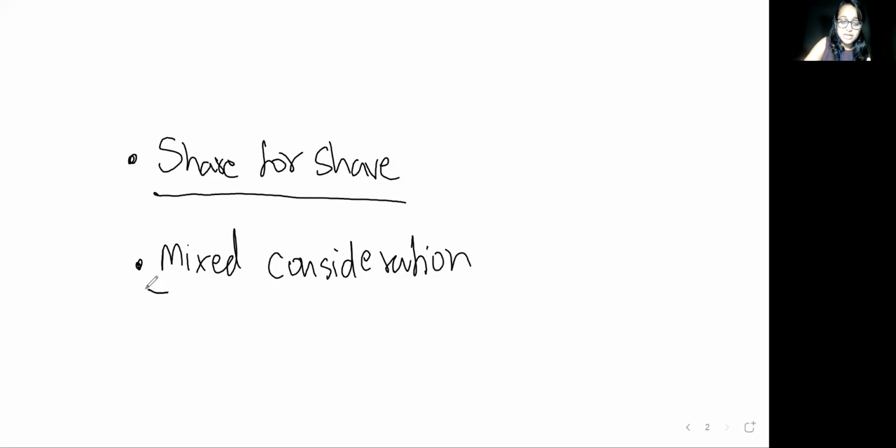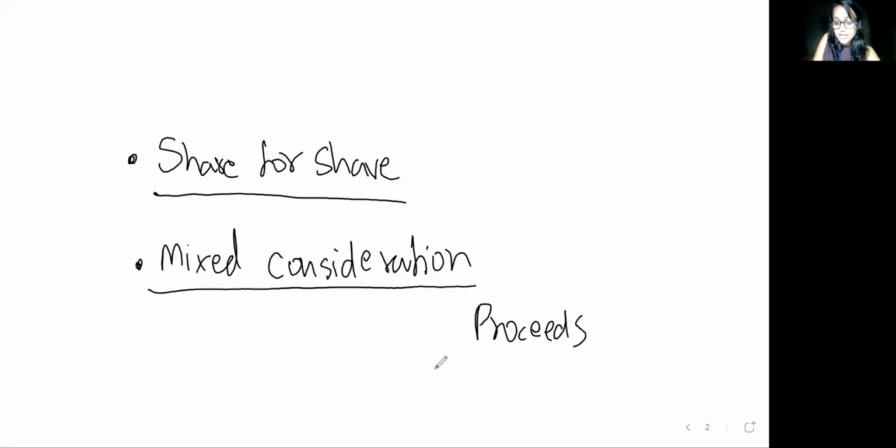But if it is mixed consideration, that is, if you're getting shares as well as cash, there will be a chargeable gain, which is proceeds minus cost. That is, there's a chargeable gain on the cash receipt. Proceeds minus cost. Proceeds will be the cash received. Cost will be cost × A/(A+B). A is the cash received, B is the market value of the remainder, or of the new shares. Okay, so that is how takeovers and reorganizations work.